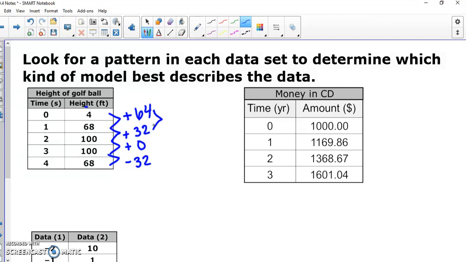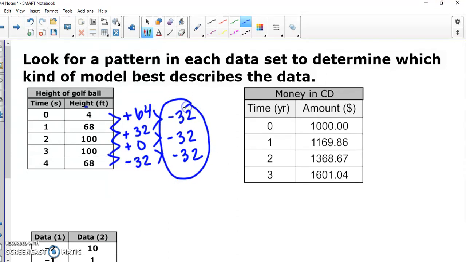So we're going to look for the same differences in our second row of differences then. Here it looks like I subtracted 32. Here I subtracted 32. And to get from 0 to negative 32, I subtracted 32. So since these are all the same, my second differences are all the same. This one would be quadratic then.